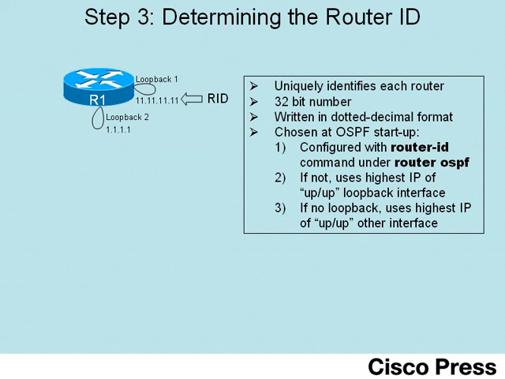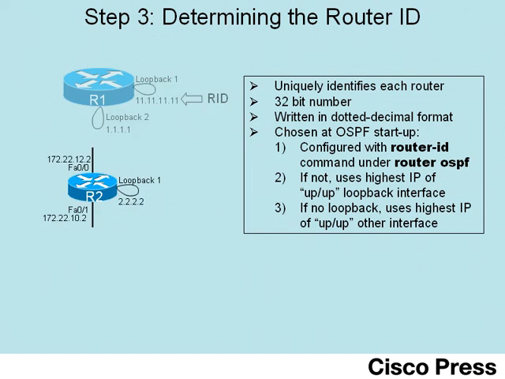So R1's OSPF router ID will indeed be 11.11.11.11. Now at router R2, we see 3 interfaces that are up and up. However, only one of those is a loopback interface. Because there's only one, R2 will choose that one loopback interface's IP address, 2.2.2.2, as its router ID.